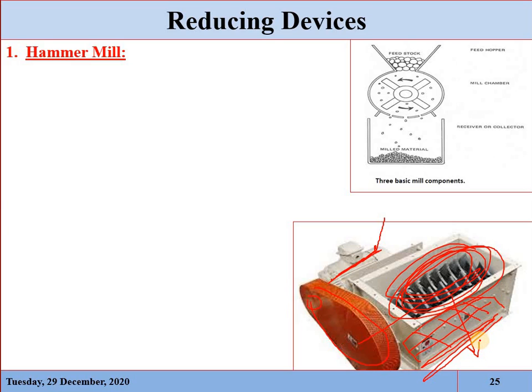It is just a simple construction. Here you can see the initial product, and these are the hammers, which are rotated with the help of the motor. The product enters the hammer portion and is hit by the hammers. Here we have these openings, a type of sieve or screen, and the product which is reduced to a specified size will pass through this screen. Here you can see the reduced product.